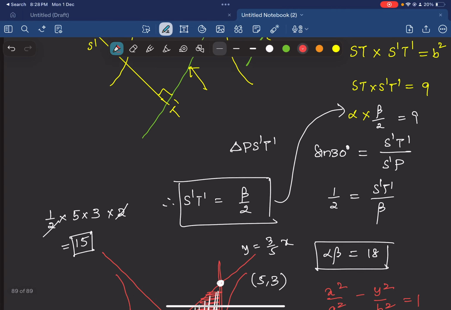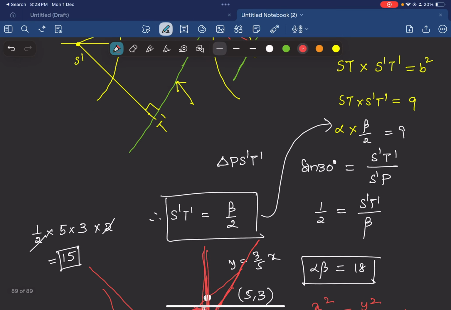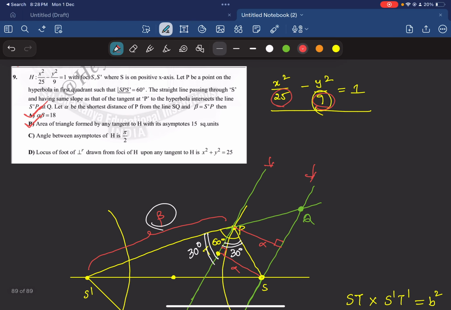You should not just draw this vertical tangent and find the area. They asked about any generic tangent, but since the answer will be the same, I just took that special case for the simplicity of my calculation.